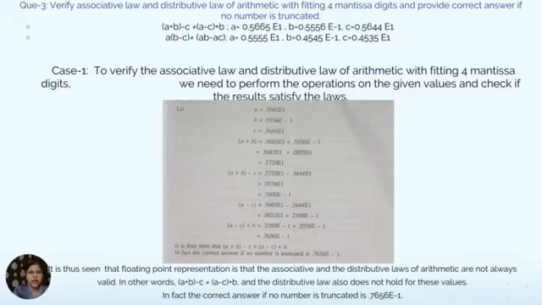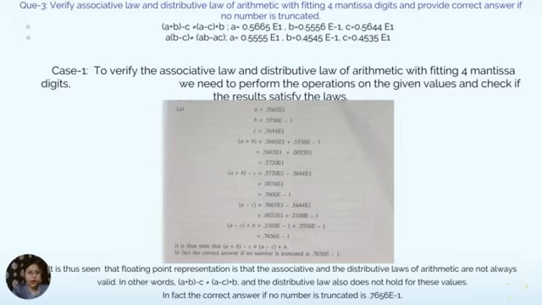And case 2 is A(B − C) is not equal to AB − AC, where A is equal to 0.5555 × 10^1, B is equal to 0.4545 × 10^-1, and C is equal to 0.4535 × 10^1.